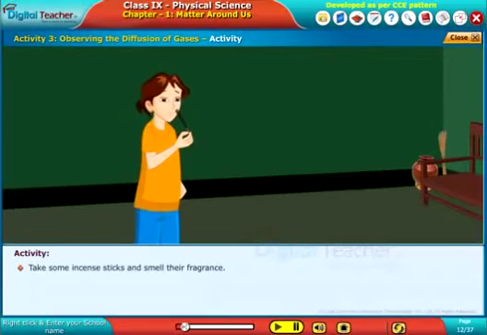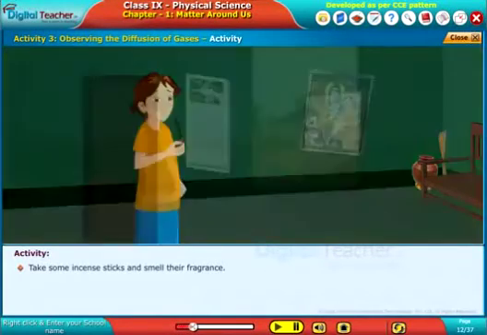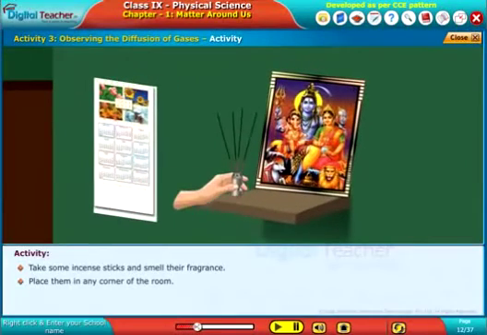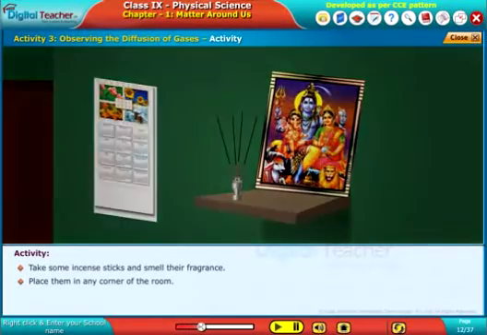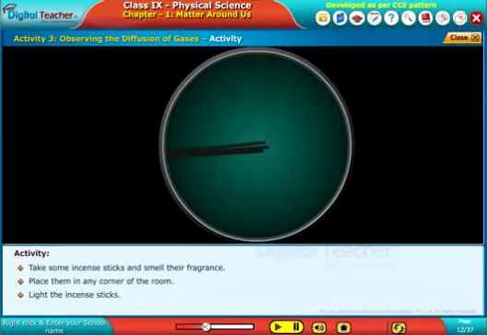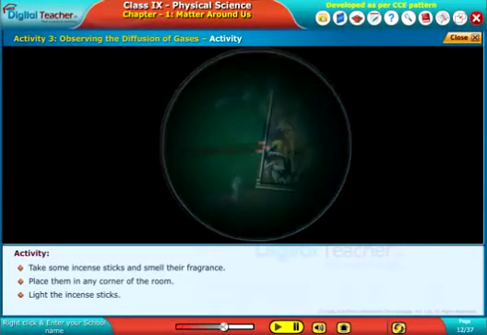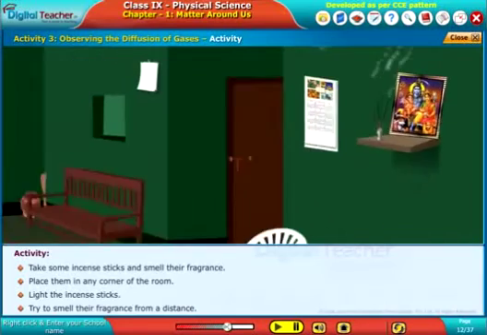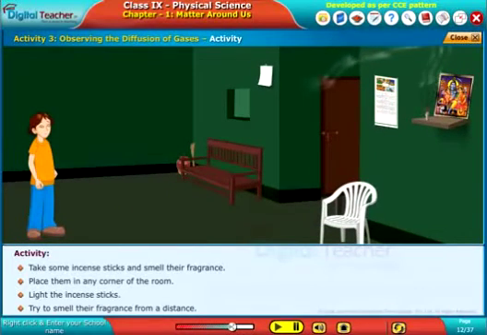Take some incense sticks and smell their fragrance. Place them in any corner of the room. Light the incense sticks. Try to smell their fragrance from a distance.